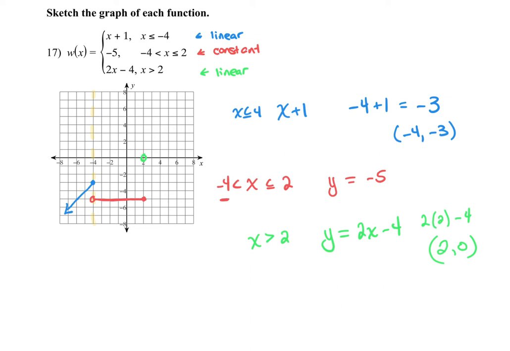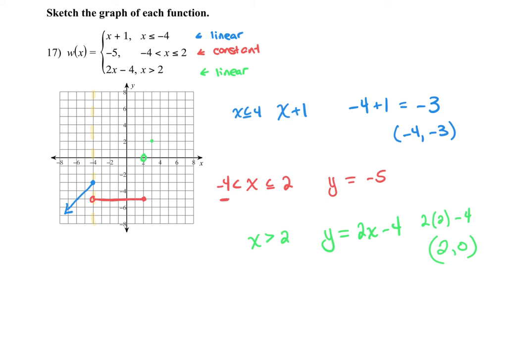Now I can just do my slope, right? My slope is 2, up 2 over 1, up 2 over 1 here, okay? Now let's say you don't remember how to graph a linear equation. You can pick another point, pick a 3. Anything bigger than 2 is going to be part of this graph. Throw a 3 in there.